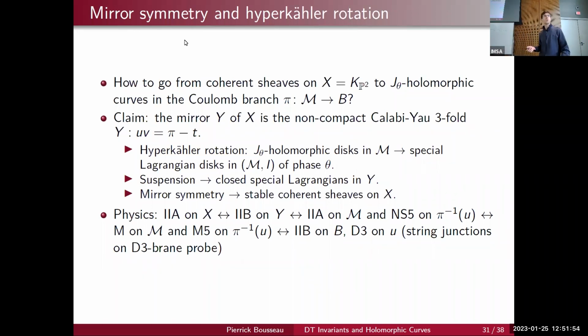And then by mirror symmetry, you expect the special Lagrangian in the threefold Y to be something like Franchi's or object of the Dirac category on the mirror side X.